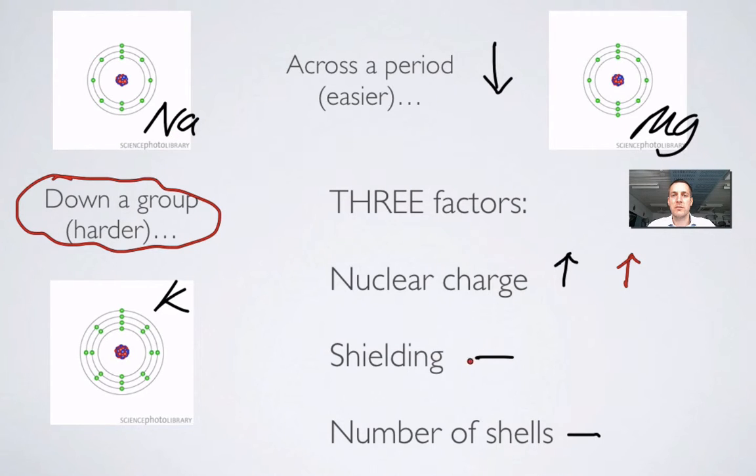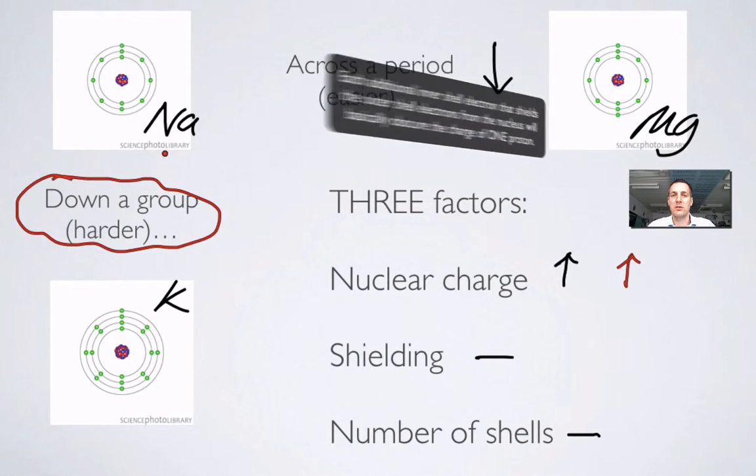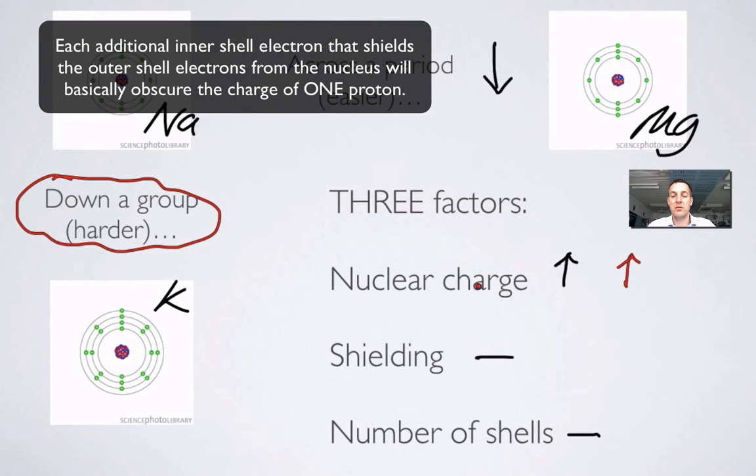What's happened to the shielding? Well, there's 8 more inner shell electrons in potassium than there are in sodium. So in spite of the fact that the nuclear charge went up, the shielding went up with it. In fact, it went up just as much. So these two basically cancel out.